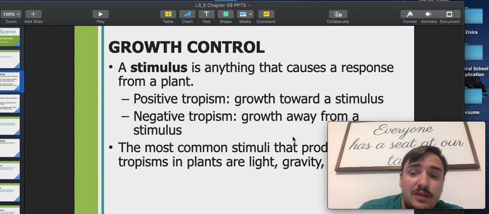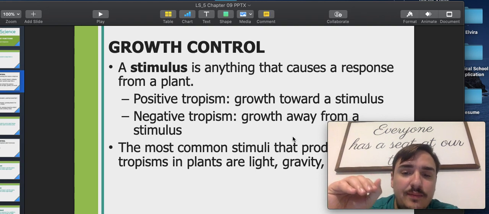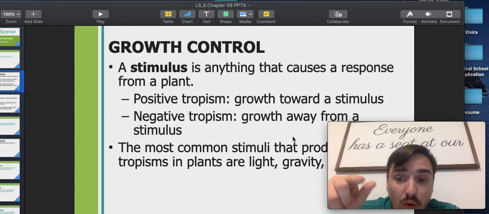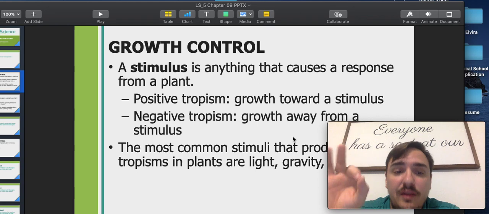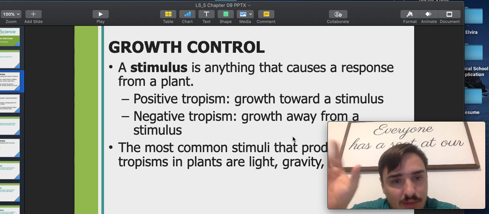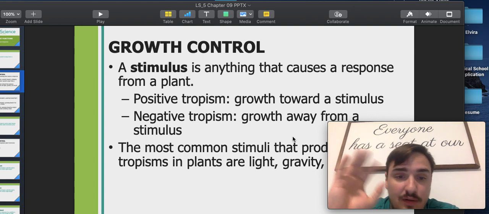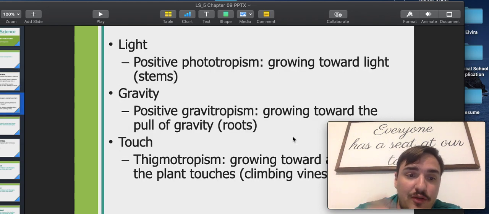You have positive tropism or negative tropism. Now, you have to remember this difference because positive tropism is growth towards stimulus, and I would put / or growth with the stimulus. So growth towards or with the stimulus. And then negative tropism is growth away from or against the stimulus. So you can have positive or negative tropism. And you have a few different types.